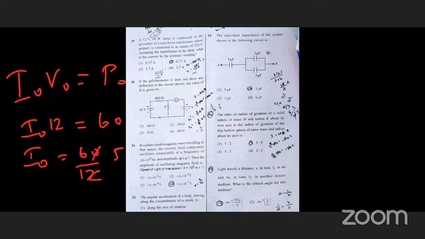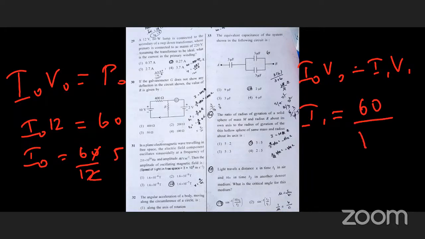So in the formula, I naught into V naught is equal to input current into input voltage. So we need to find the input current. I_i is equal to 60 watt divided by V input. So V input is 220, so 60 by 220. We cancel this and the value is 3 by 11, which is equal to 0.27 ampere. The value is 0.27 ampere.